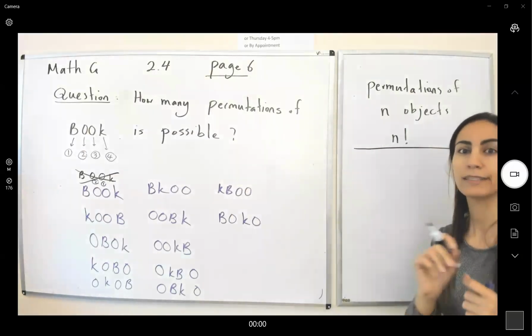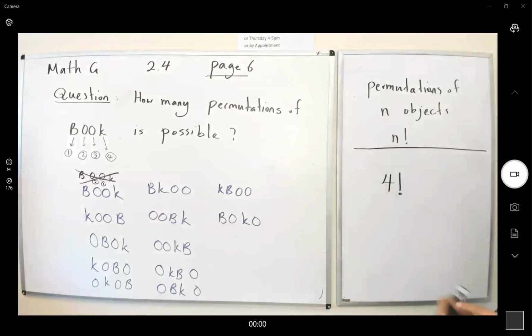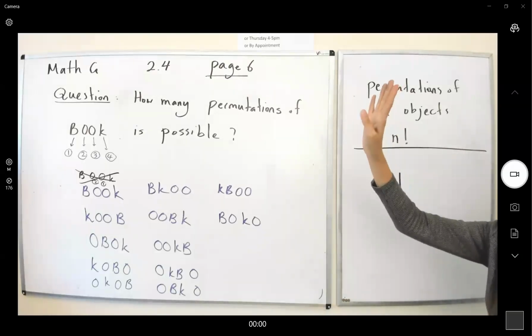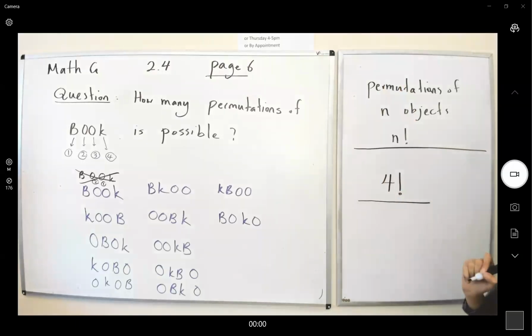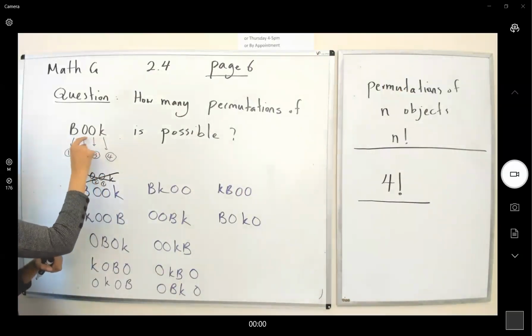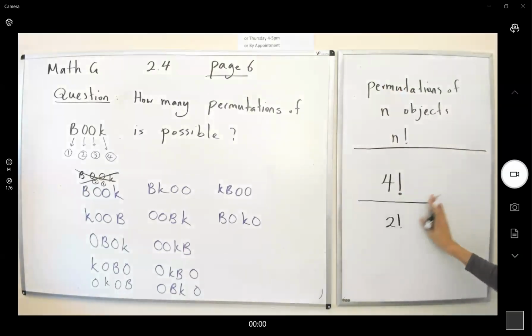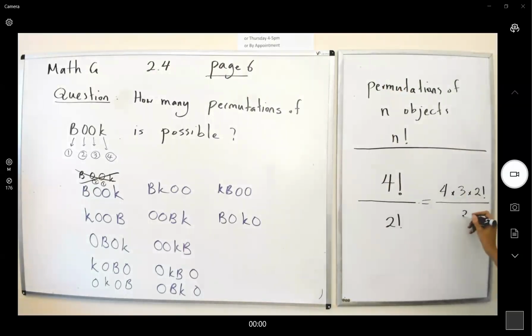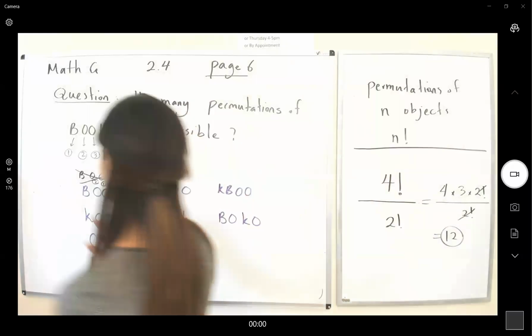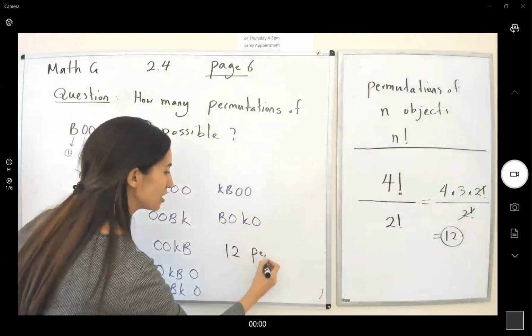I know these are not distinct objects, but in the numerator, what if I write 4 factorial for B, O, and K? Now I'm going to divide this by the permutations of these two O's, which is 2 factorial. Take a look at this. Here you get 4 times 3 times 2 factorial divided by 2 factorial, which is 12. 12 permutations. Here I have 1, 2, 3, 4, 5, 6, 7, 8, 9, 10, 11, and 12 permutations.